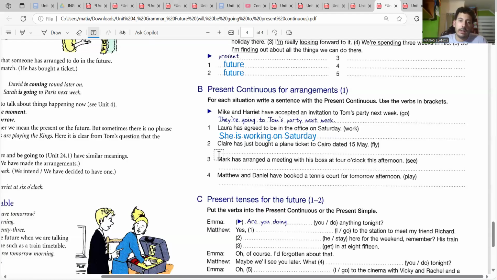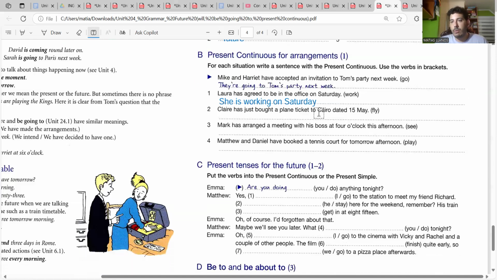Then we have Claire has just bought a plane ticket to Cairo, dated 15 May. I'll let you do this, but you get the idea. Here you have to use fly. You could use something like she's flying to Cairo. She's flying to Cairo. I'll give it to you, but I won't write it down.